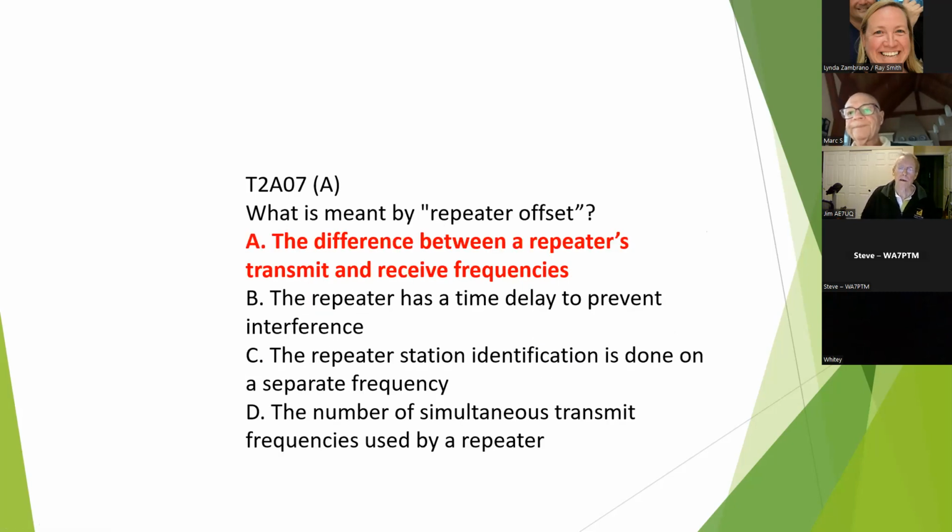What's meant by repeater offset? Well, we know that. We've talked about that already. The difference between the repeater's transmit and receive frequencies. The other ones, time delay, identification, no, these don't really fit once you understand how a repeater works.